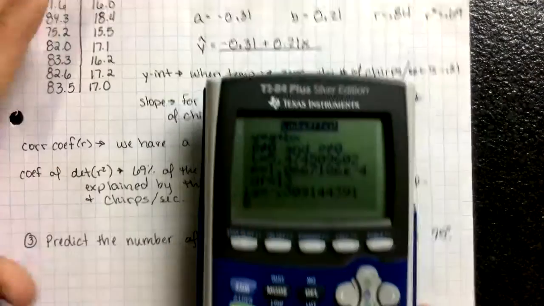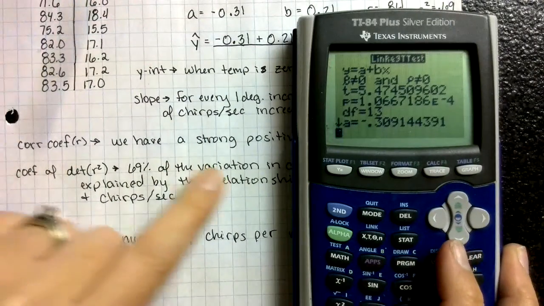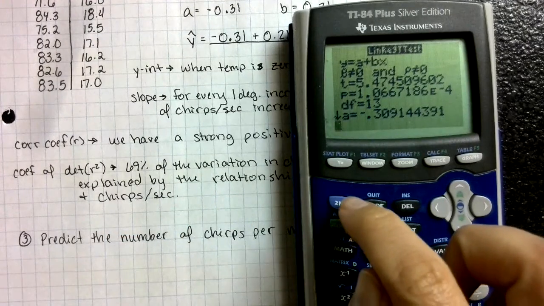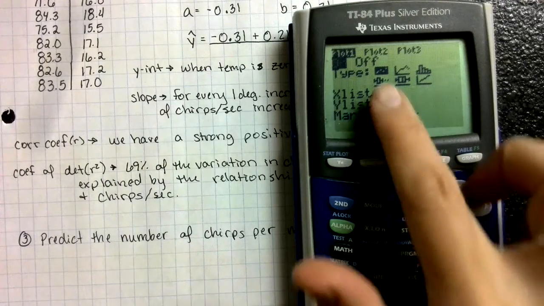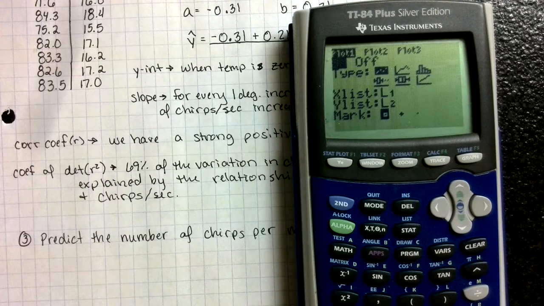So one thing that I want to do is I want to look at this because we said it was a strong positive correlation. So I want to turn my scatter plot on. Which one is bothering me? Okay. It's cold.